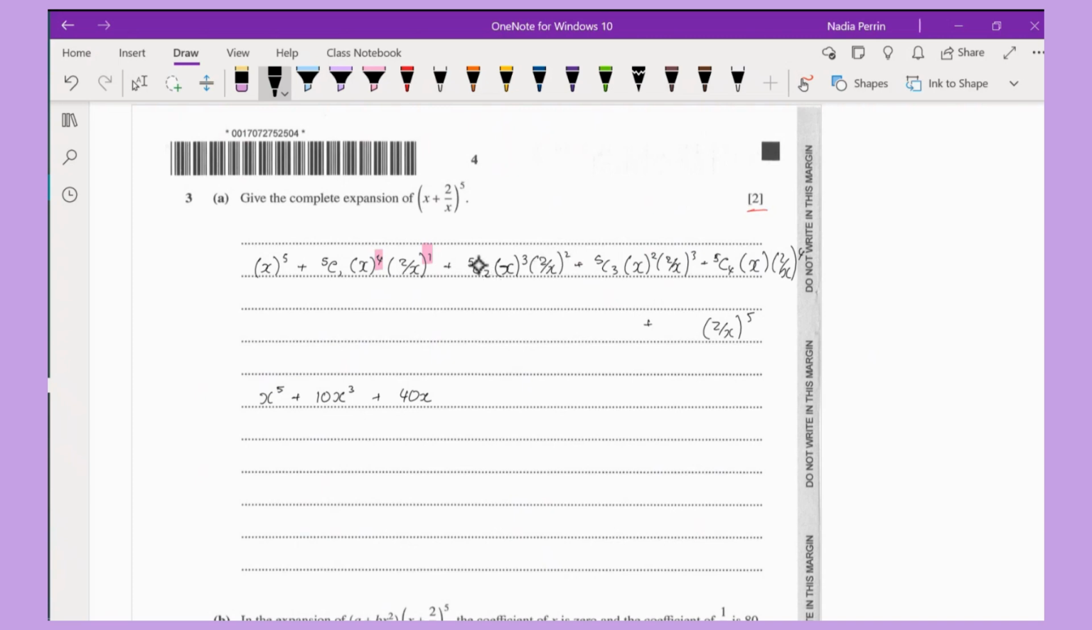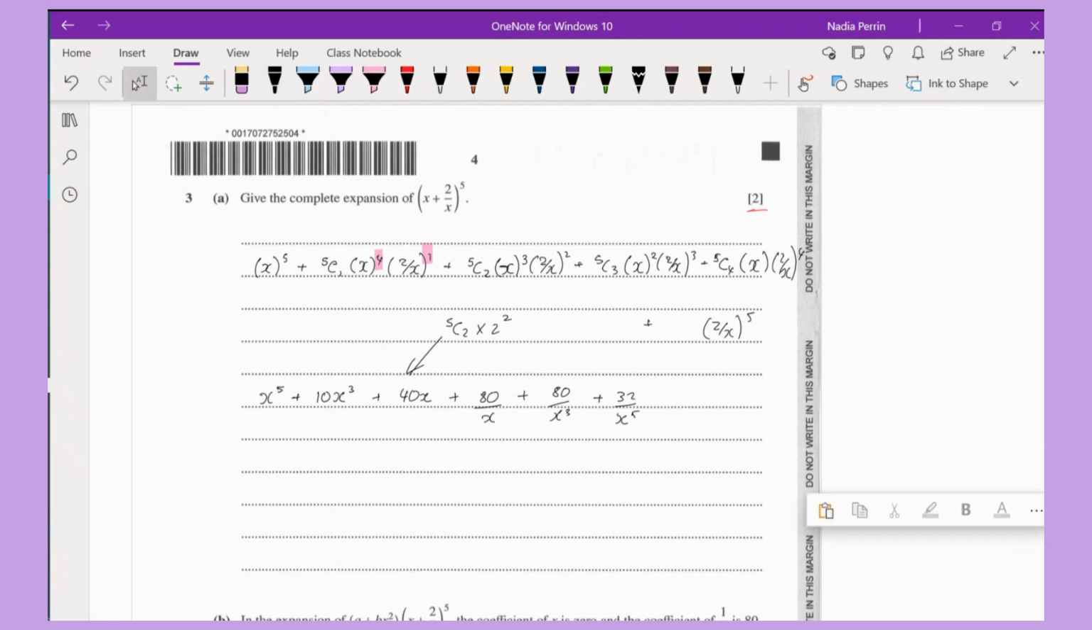So on your calculator, to get the 40, you're going to do 5c2 times 2 squared. Okay, and for this one, you're going to go 5c3 times 2 cubed. So just be mindful that those 2's are to the power of something as well as the x. And this was the final answer. So for this one, you're just doing 2 to the power of 5 is 32, and x to the power of 5 is on the bottom.